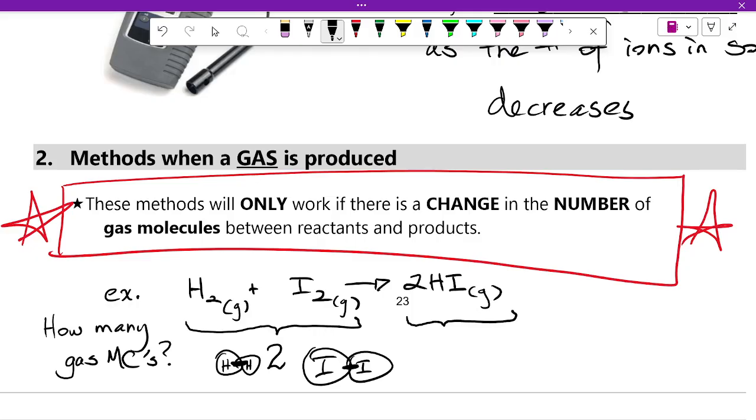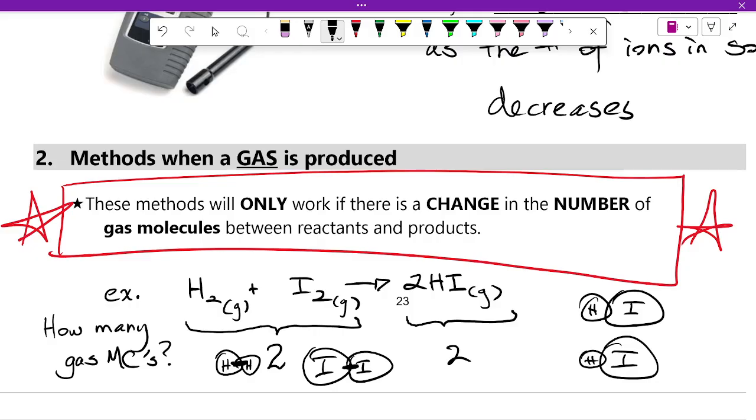How many gas molecules? 5, 4, 3, 2, vote. We got 2s. Yeah, they're 2 because each HI is one molecule, but we have 2 of them. So there are 2 gas molecules. Would there be any change in volume if we take 2 molecules and change them into 2 molecules? No change in volume. Would there be any change in pressure?